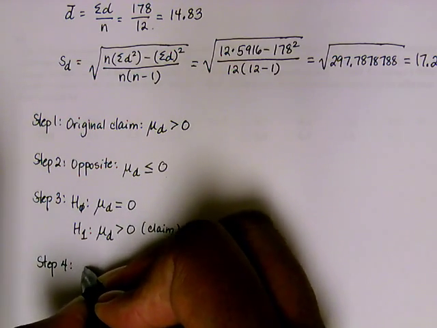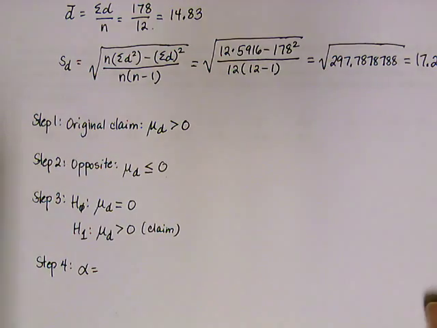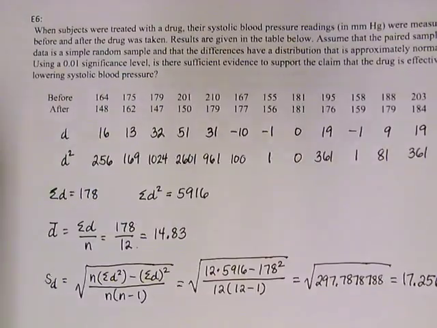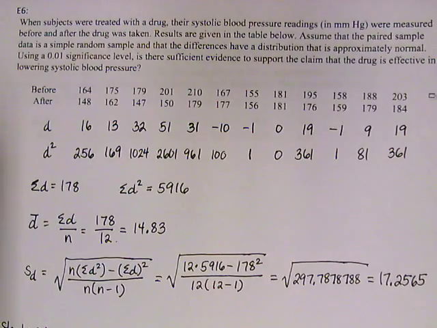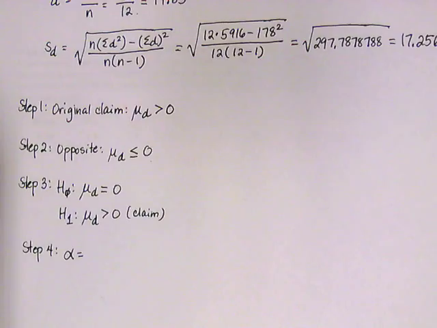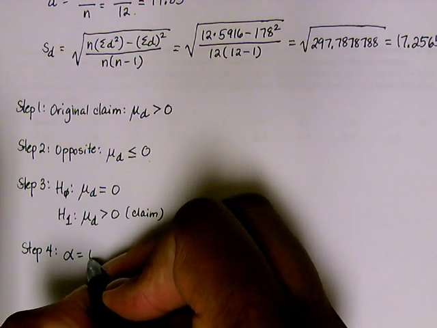Step number 4 is the level of significance that we're dealing with in this case, and we're told to use a 0.01 significance level. So your alpha level in this case is 0.01.